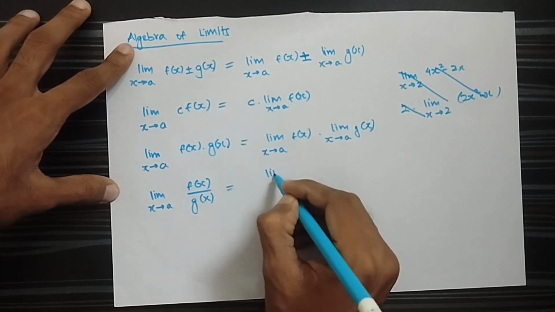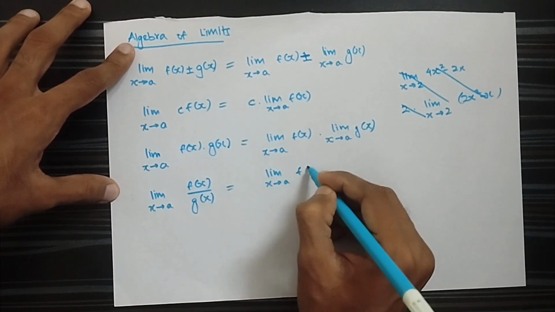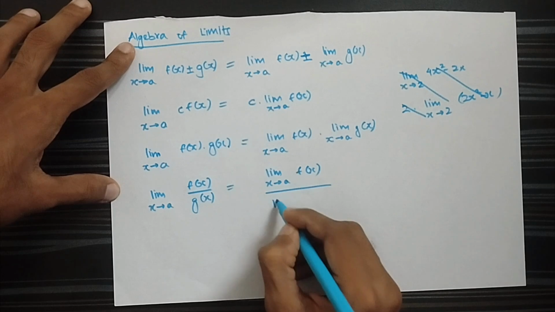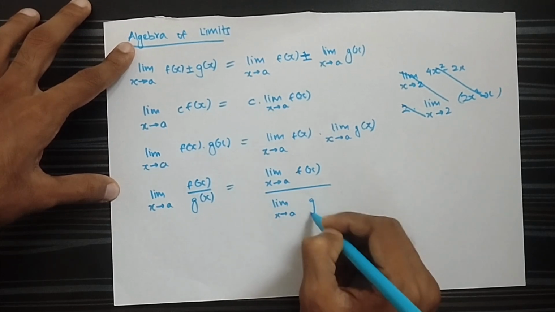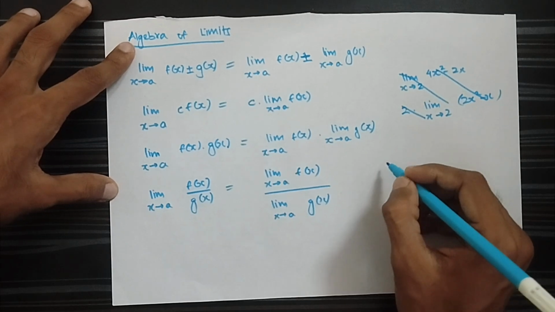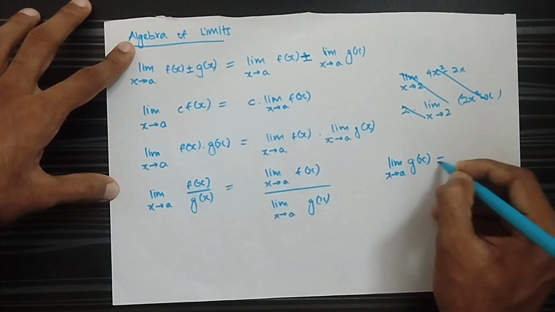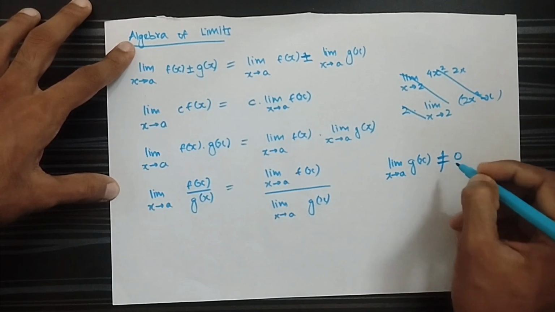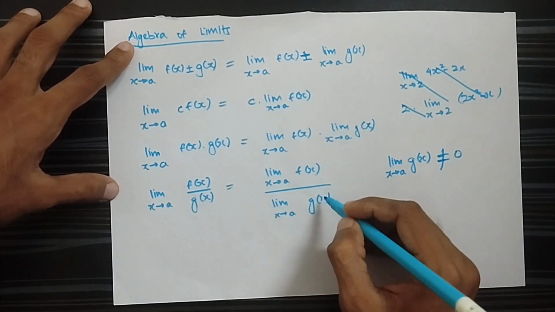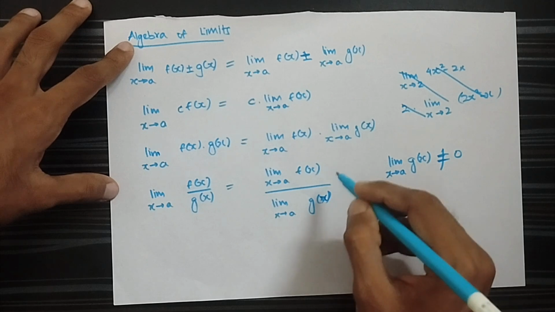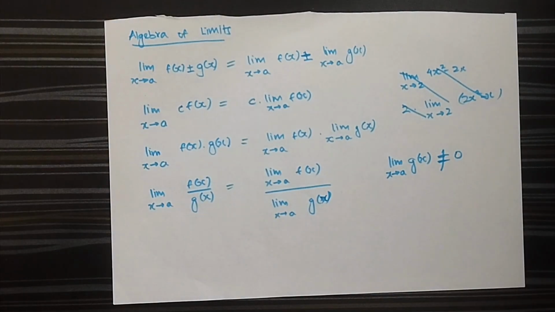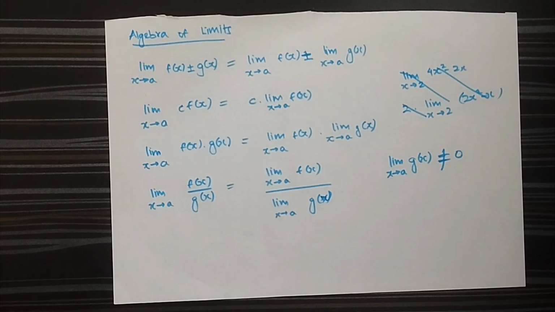If this is the case, we can give limit x tends to a f of x divided by limit x tends to a g of x, provided that this limit when given to g of x does not end up equal to 0. If it ends up equal to 0, we cannot apply this, since that would mean an undefined result. So we can't have limit x tends to a g of x equal to 0. But if that's not the case, then we can apply it directly. So these are the 4 main results of algebra.